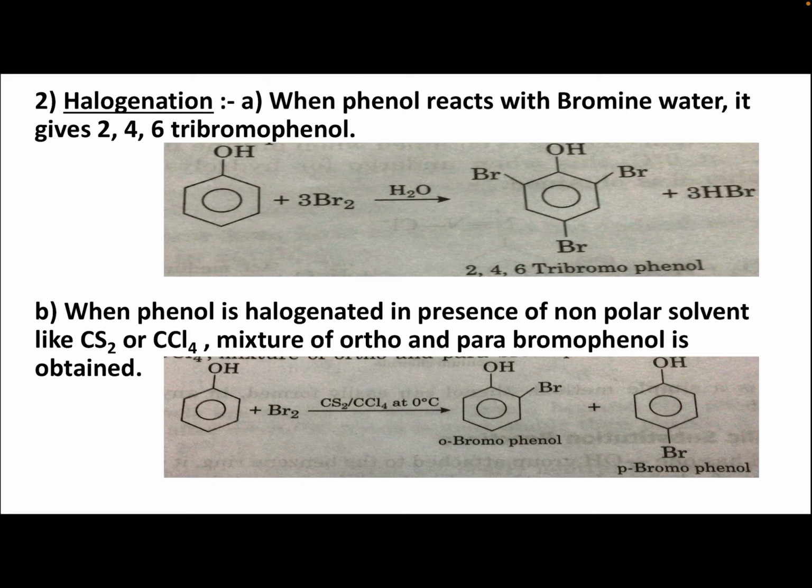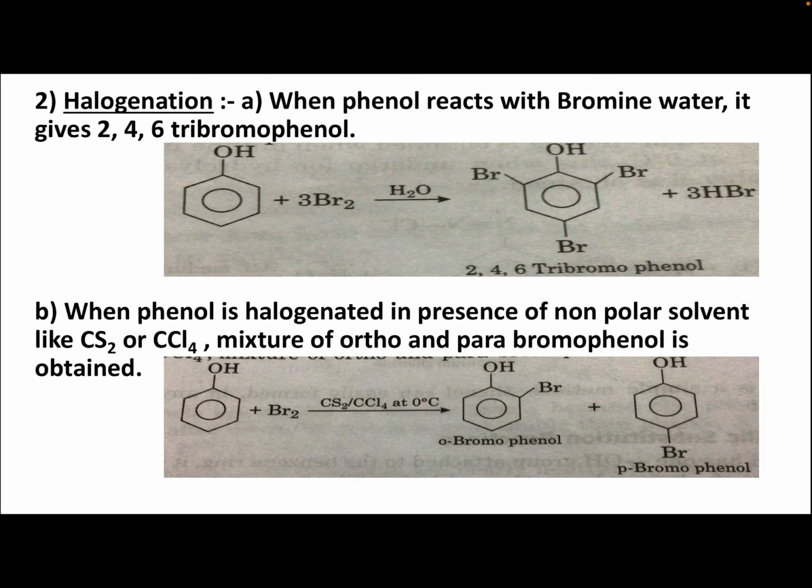Next, when phenol is halogenated in the presence of a non-polar solvent like CS2, that is carbon disulfide, or CCl4, carbon tetrachloride, we get a mixture of ortho and para bromophenol. So phenol on bromination in the presence of CS2 or carbon tetrachloride at 0 degrees centigrade gives ortho bromophenol, with bromine at the ortho position. Next, phenol with bromine at the para position gives para bromophenol.